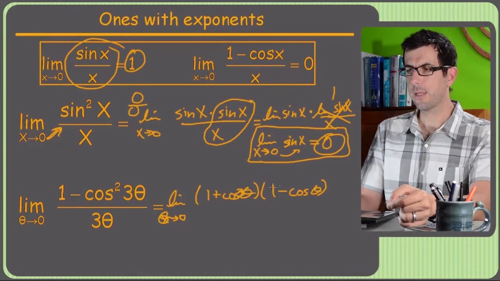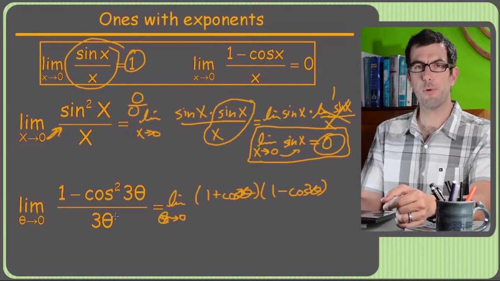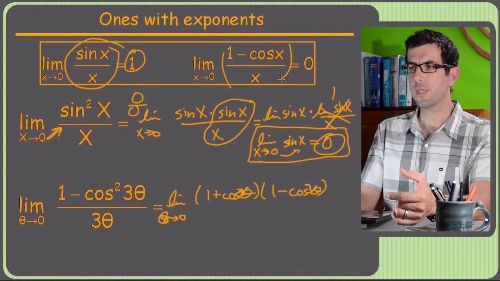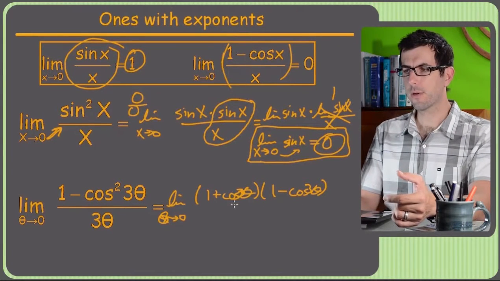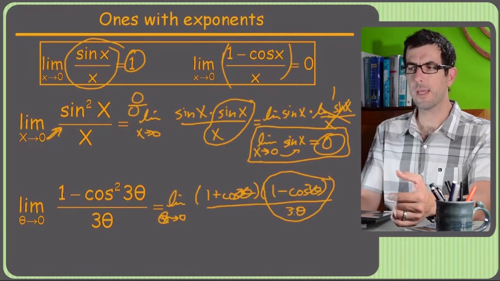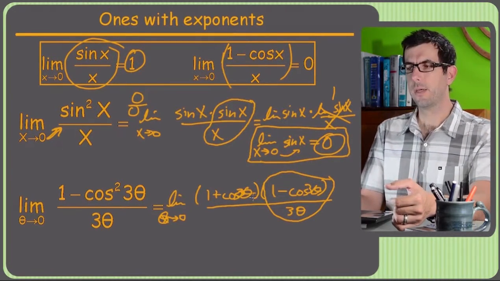Oops, I guess these are 3 thetas. And then the 3 theta, I'm going to put under the 1 because I want to match the rule. So 1 minus cosine x over x. So my 1 minus cosine 3 theta over 3 theta. So I'm just going to put that 3 theta with this guy. So this exactly matches. You notice how I have 3 theta, 3 theta? So that exactly matches this cosine rule.